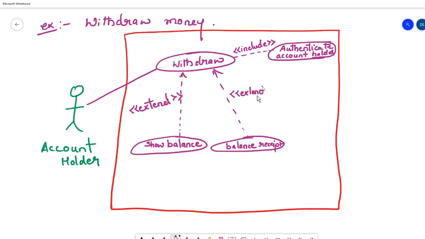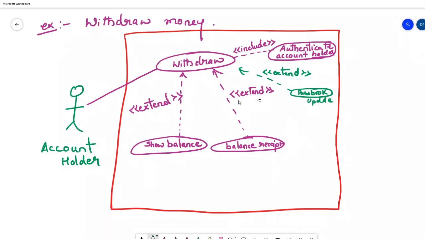Now, if I am in some branch and I am withdrawing the money manually, in such a condition I can extend this and ask for a passbook update. So like this, I can extend it if I am in a branch. Like this, we can represent extend and include relationships.